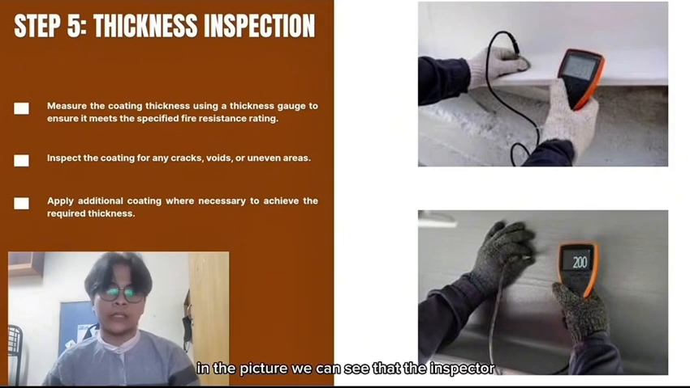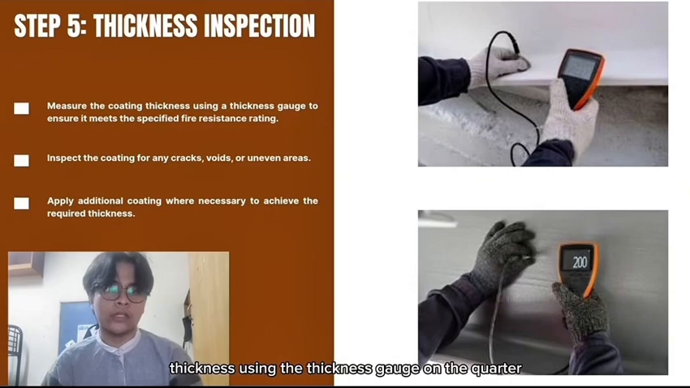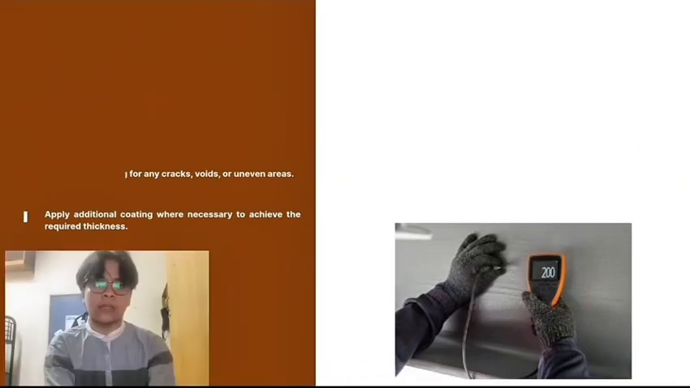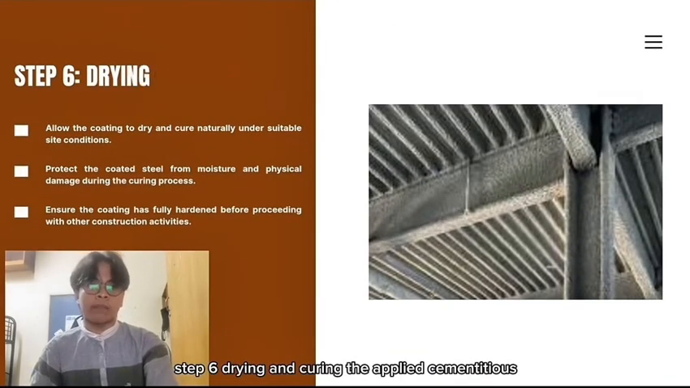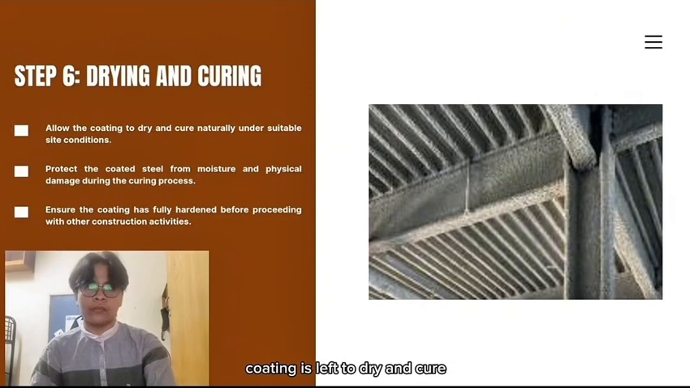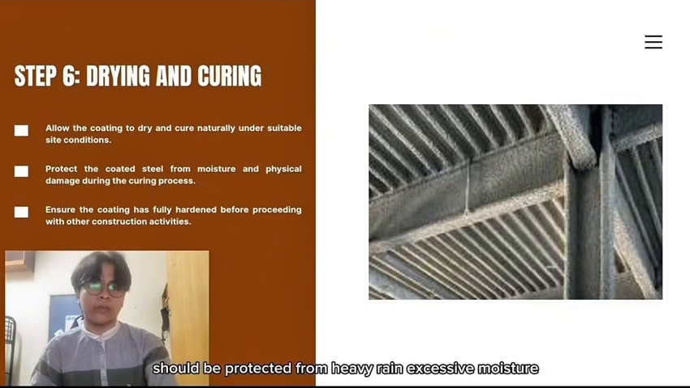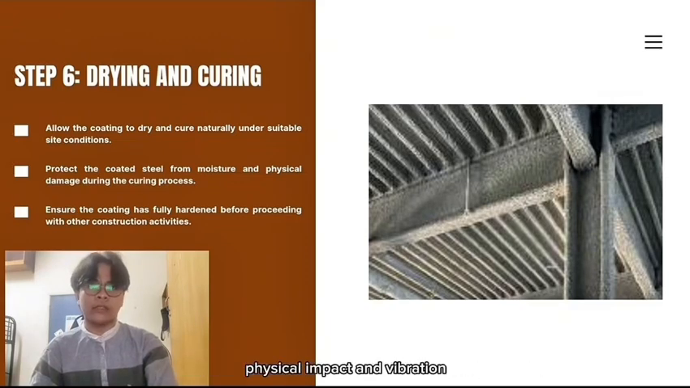In the picture, we can see that the inspector is measuring coating thickness using the thickness gauge on the coated steel. Step 6. Drying and curing. The applied cementitious coating is left to dry and cure under suitable environmental conditions. During this period, the coating should be protected from heavy rain, excessive moisture, physical impact, and vibration. Proper curing allows the coating to develop sufficient strength and adhesion to the steel surface.